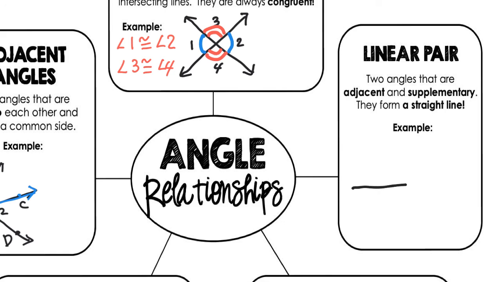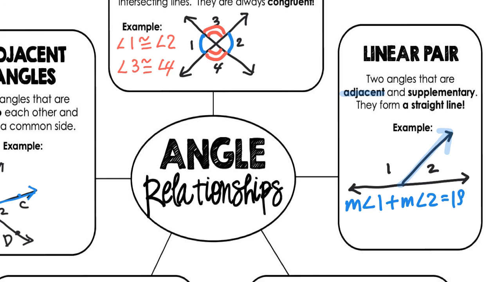So the example of a linear pair can be a straight line, and you share that straight line with angle 1 and angle 2. So when you share that common side, then they are adjacent angles. And also measure of angle 1 plus measure of angle 2 will always be 180 degrees. Then they are a linear pair.